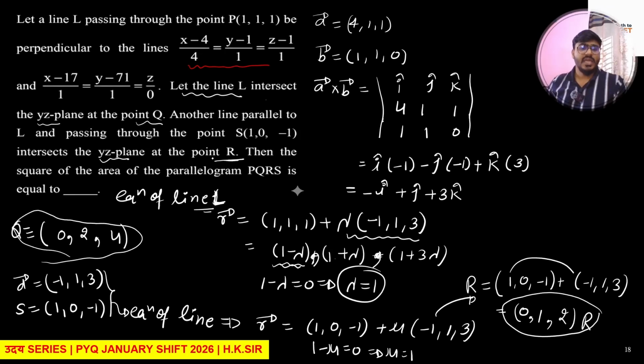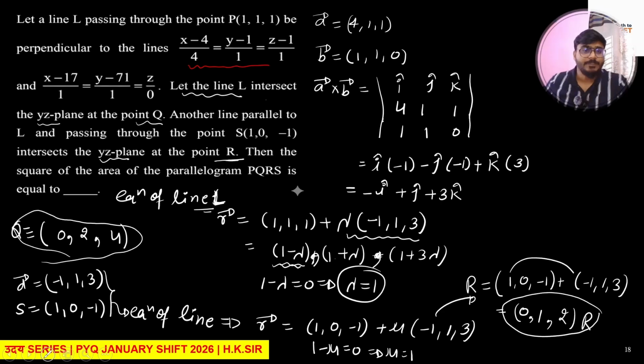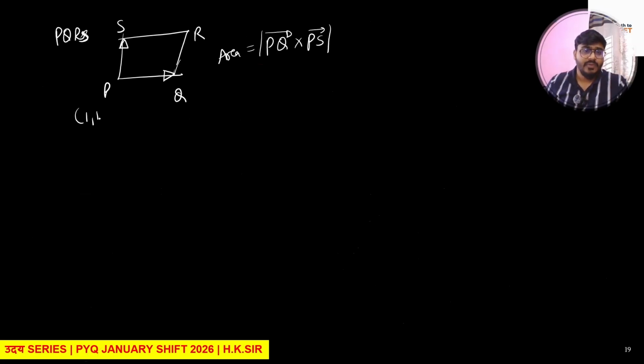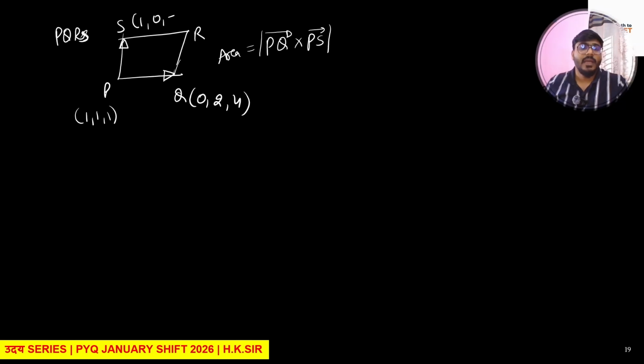Now what are they asking? They are asking the square of the area of parallelogram PQRS. Okay, square of the area they are asking now. PQRS is a parallelogram. If a parallelogram is there, how to find its area? PQ cross PS, magnitude. This is the area. So we have to find PQ cross PS. What are the coordinates of P? (1, 1, 1). Coordinates of Q? (0, 2, 4). Coordinates of S? S is (1, 0, minus 1). Okay.